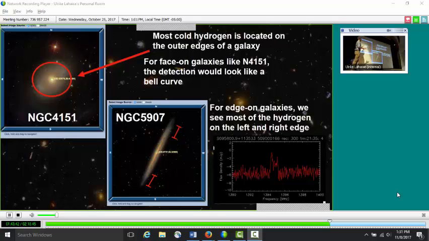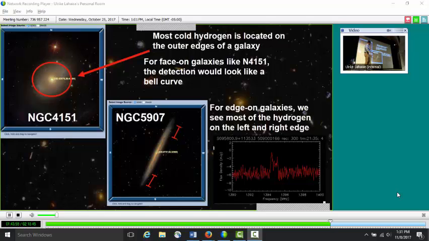So, if we were to detect a galaxy like this, like NGC 4151, face on, it would look kind of boring. It would just look like a normal Gaussian or a bell curve, if you know what Gaussian is. It would look pretty boring. That's because it's face on. So we're getting a really symmetric detection from all the hydrogen around here.